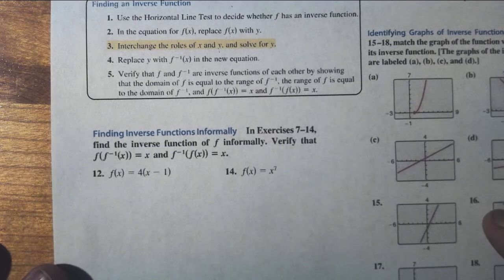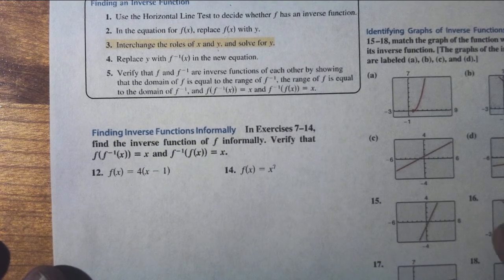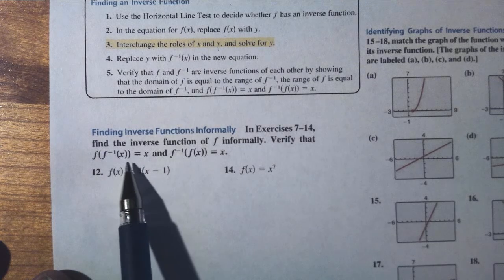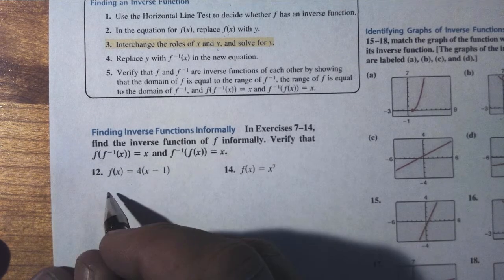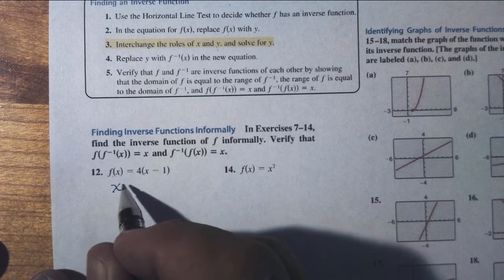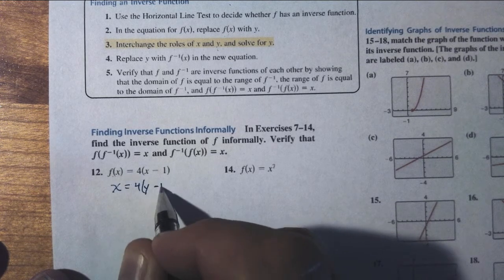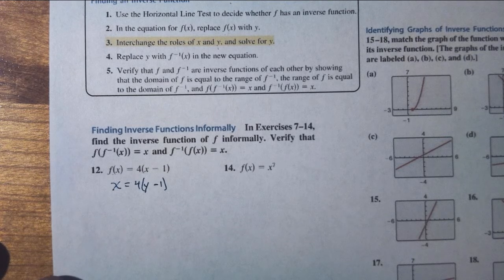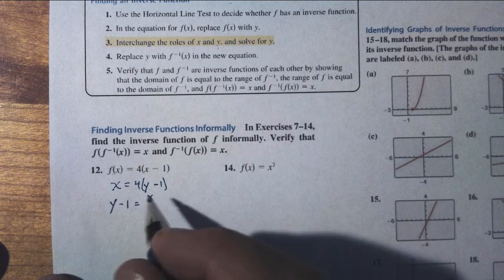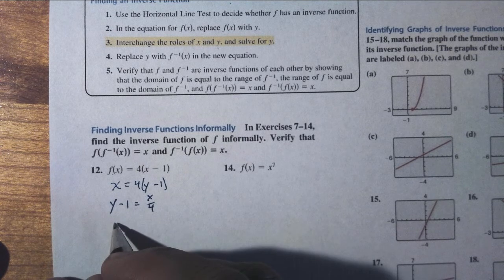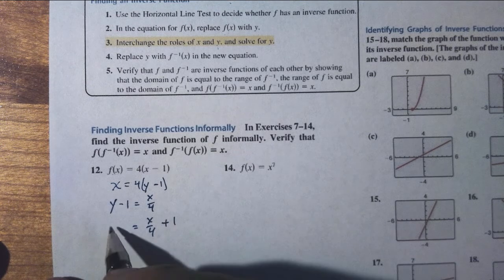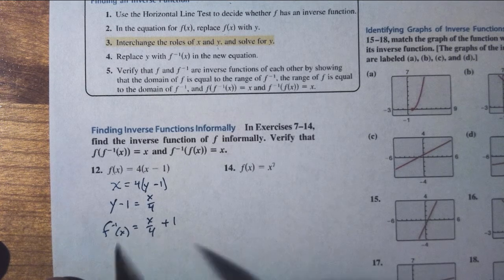Find the inverse function of f informally. I'm not exactly sure what they mean by informally. Verify that f of f inverse of x is x. Okay, so I'm going to turn this into y. This is a fancy name for y, but I'm going to replace it and write x equals 4 times y minus 1. Now I just solve this for y. So y minus 1 equals, divide both sides by 4, x over 4, or y equals x over 4 plus 1. And that is what f inverse of x is.